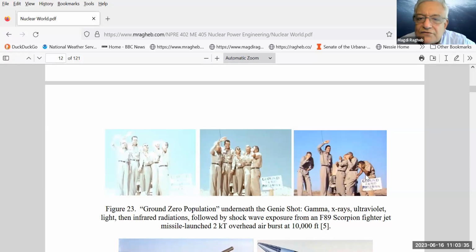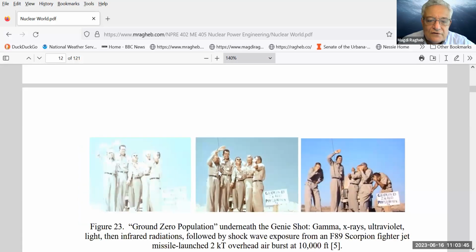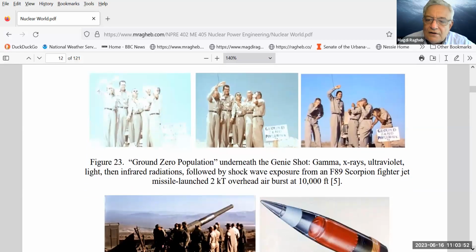And here, if you read this carefully, let me magnify it. That is the first definition of ground zero population. So that was a device, small, a miniature device, 2 kiloton, exploded overhead by an F-89 Scorpion fighter jet at 10,000 feet in height, and the miniaturized device was 2 kilotons.